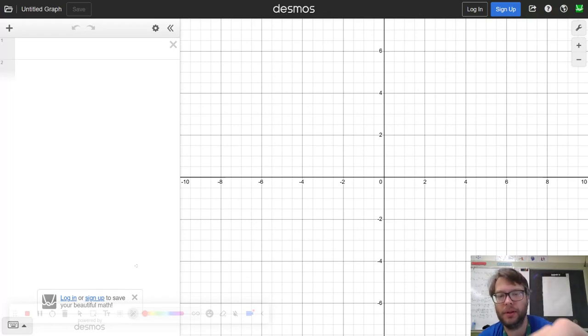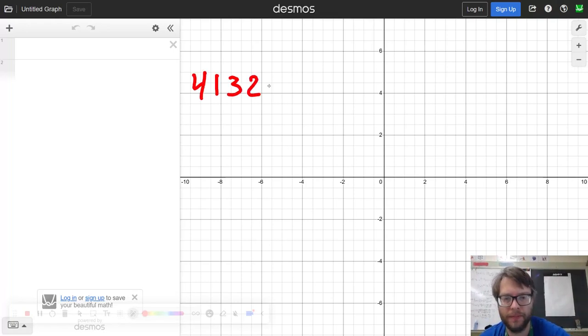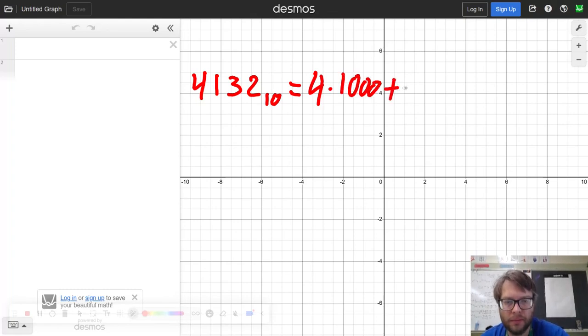So I'm just going to put a few random digits down. Let's go 4, 1, 3, 2. If we write this in base 10, like our normal way of writing numbers, that means 4 times 1,000 plus 1 times 100 plus 3 times 10 plus 2 times 1.